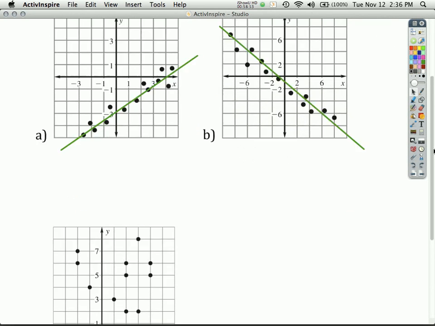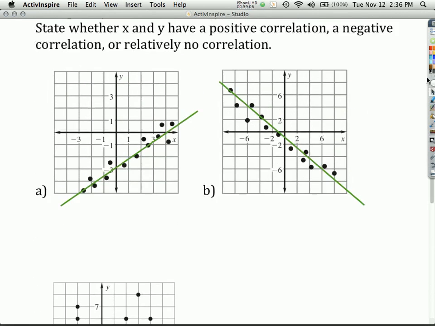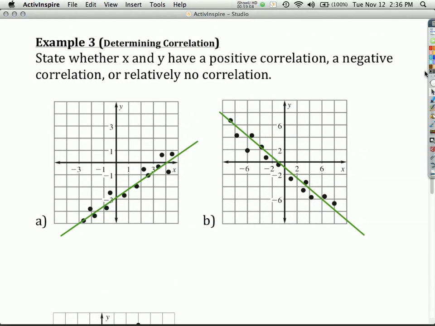The third possibility is, what if there's no correlation at all? There's no relationship. There's no pattern in the data, then there's no correlation. So you will be asked to decide what type of correlation, and you're going to have to write positive correlation, negative correlation, or relatively no correlation. You can use abbreviations. You can use POS and NEG. Okay? Does anyone have any questions on determining correlations?